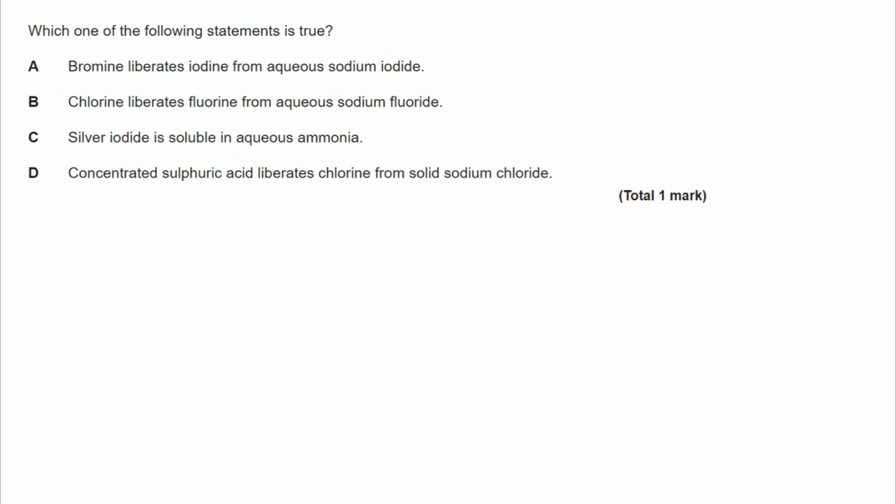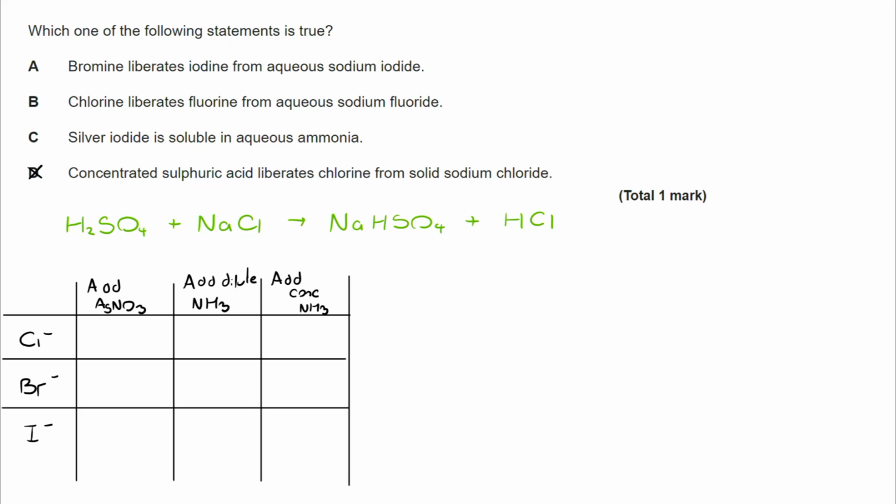So which of these is true? Well, let's start off by considering that concentrated sulfuric acid will not liberate chlorine because chloride ions are not strong enough reducing agents to reduce sulfuric acid. So it can't happen. I'm going to put a table together here. We've already seen this once before, but let's go through. We've talked about the test, but here, let's look at the specific details.